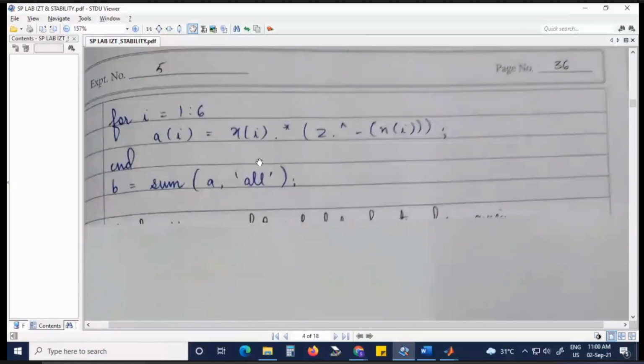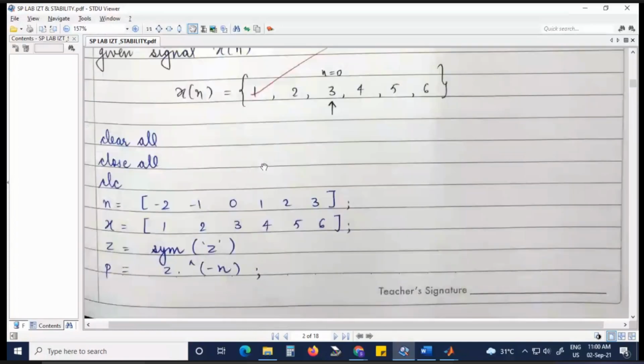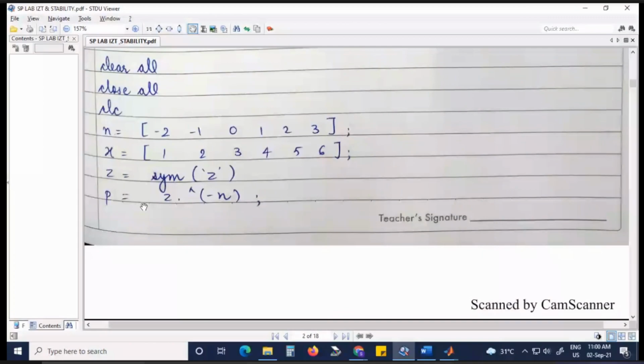So here, what is the role of this p? P is not used, I think. P is not required in this case. P is not used.